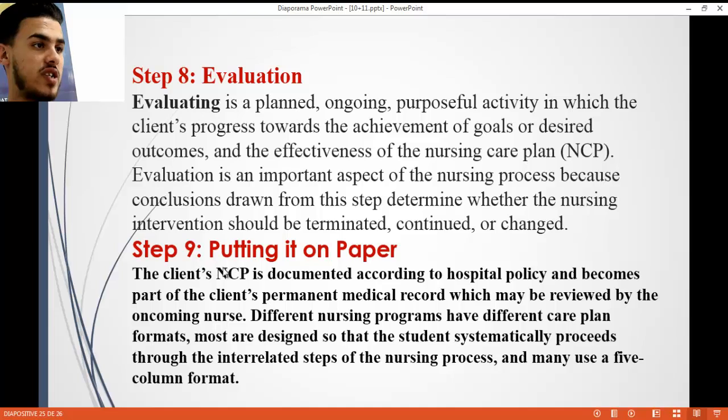And finally, the last step is putting it on paper. Before putting it on paper, you have to evaluate it. The client's NCP is documented according to hospital policy and becomes part of the client's permanent medical record, which may be reviewed by the incoming nurse. Different nursing programs have different care plan formats. Most are designed so that students systematically proceed through the interrelated steps of the nursing process.